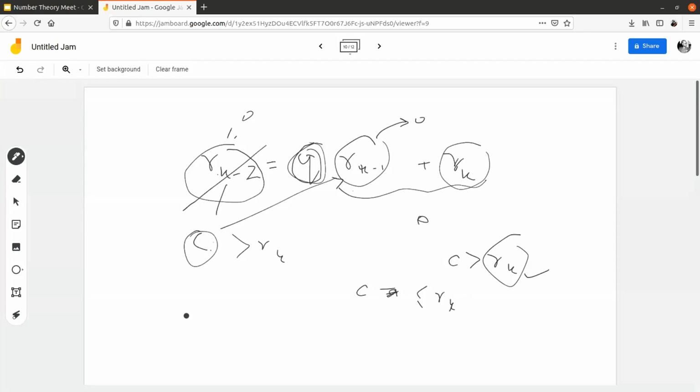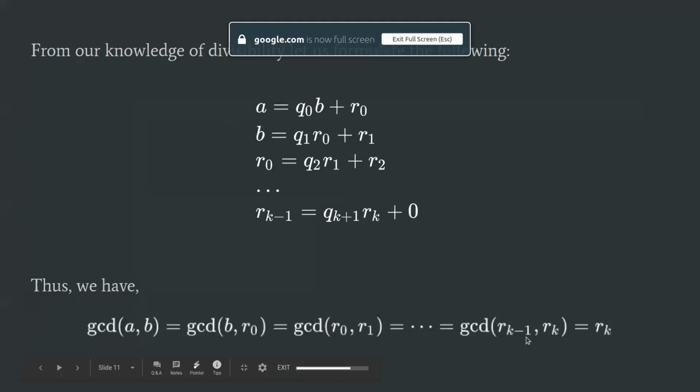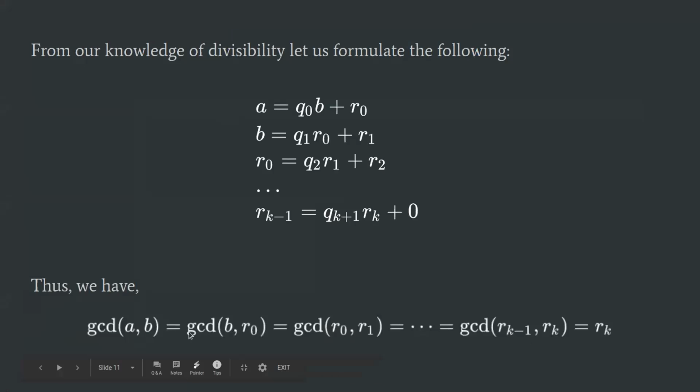So by contradiction, I get that c has to be less than or equal to rk. And from the previous argument that we had, the GCD of rk minus 1 comma rk is rk, we get that c can be equal to rk, and therefore the GCD of rk minus 2 and rk minus 1 is rk. So that is the basic argument, and you follow this argument throughout and you get the GCD of a, b as rk.